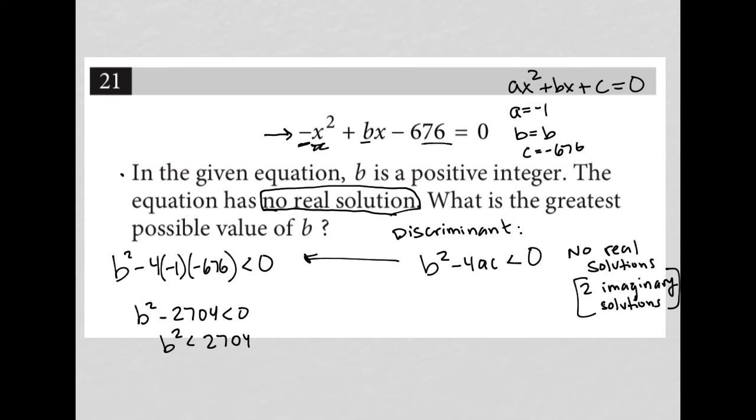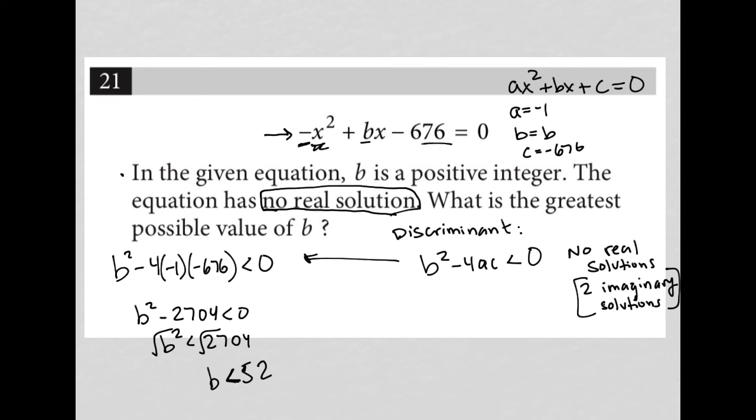And then I can take the square root of both sides here. And let's see, I wrote that down wrong. 2704, take the square root. And that is b is less than 52. It really is plus or minus 52.